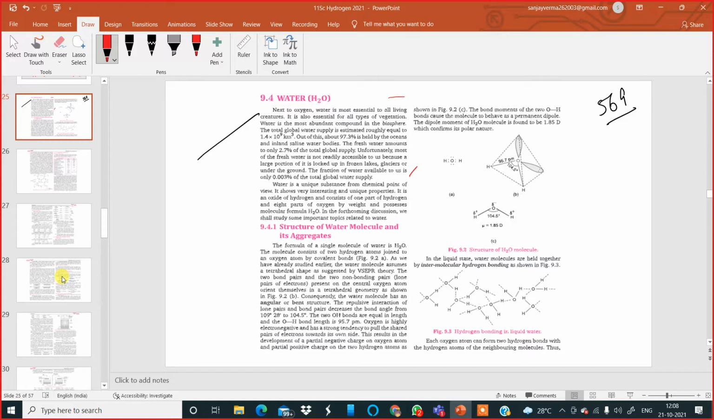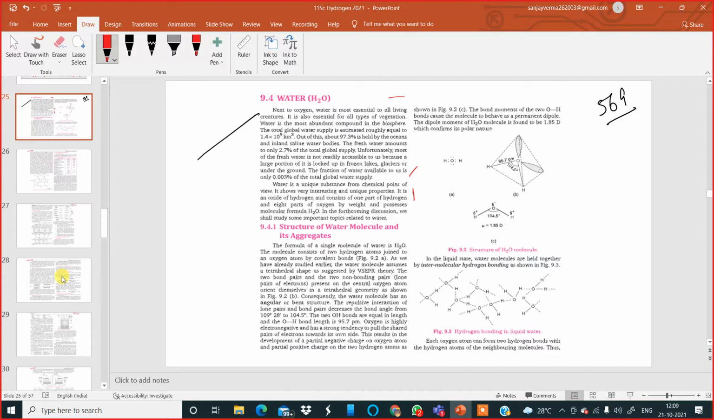After that, water is a unique substance from the chemical point of view. That is important for us. It shows very interesting and unique properties. It is an oxide of hydrogen and consists of one part of hydrogen and 8 parts of oxygen by weight. This is an important sentence. And it possesses the molecular formula H2O. So we will discuss this in detail.